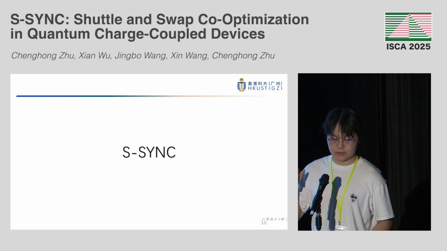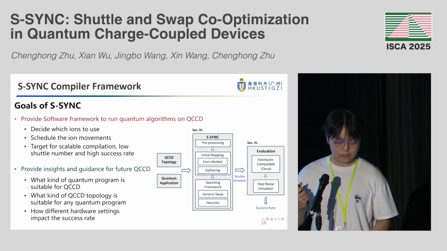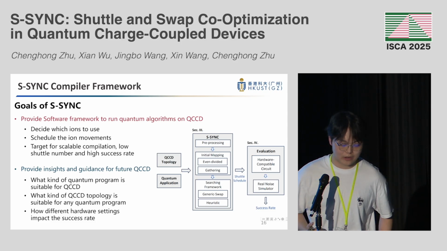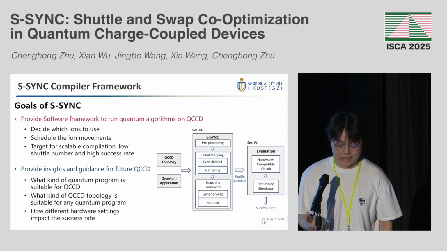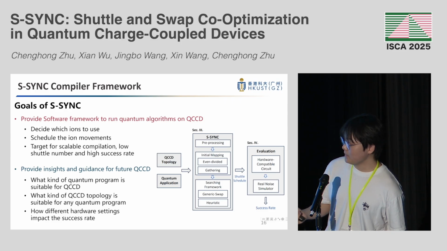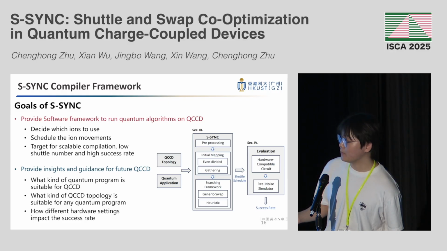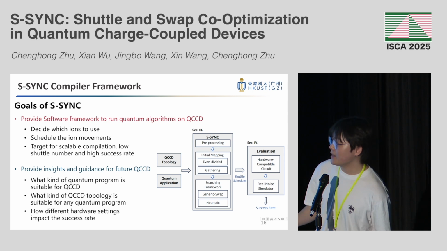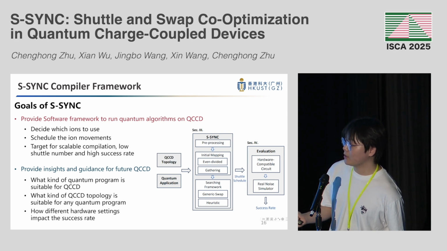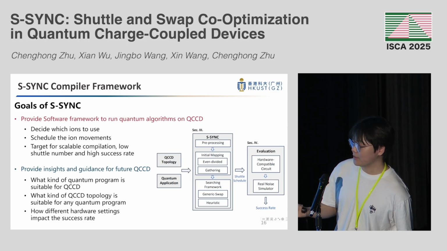So in order to solve these problems, we propose a software framework to run quantum applications on QCCD devices. For this, we want to decide which ions to use and schedule the ion movements, and we also want to use scalable compilation. We hope we can achieve a low shuttle number and a higher success rate. And we also hope to give some insight and guidance for future QCCD.